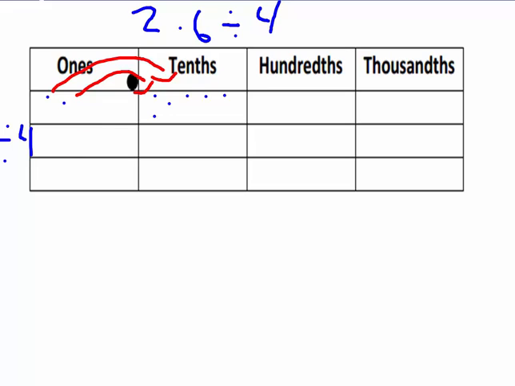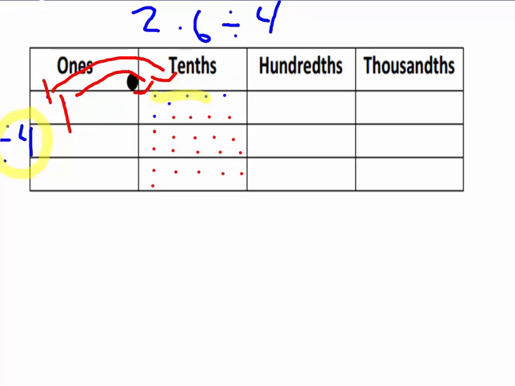Just so I'm going to have more space, I'm going to put my dots down here. 1, 2, 3, 4, 5, 6, 7, 8, 9, 10. That one's gone. 1, 2, 3, 4, 5, 6, 7, 8, 9, 10. That one's gone. Alright, so now I'm making those groups of 4.